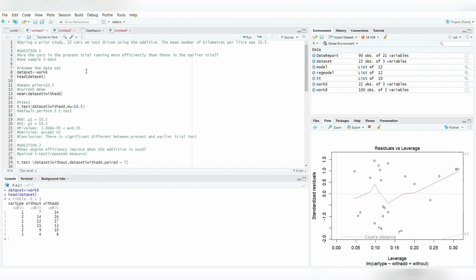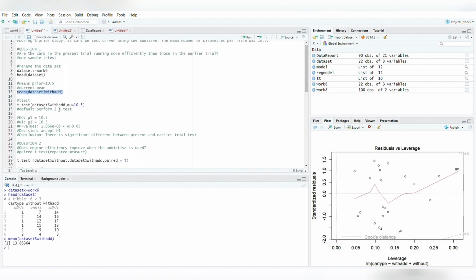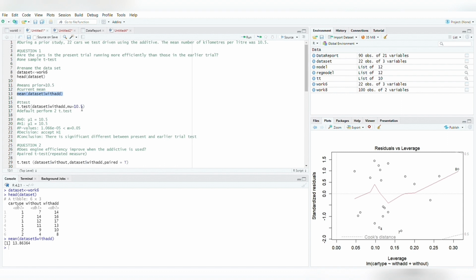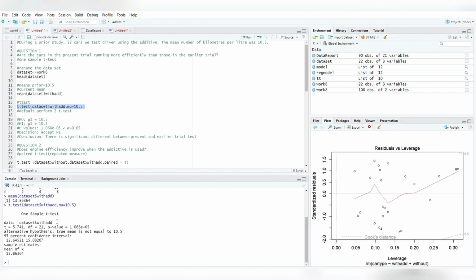Next, it was given that the prior mean was 10.5. To calculate the current mean, this is the code. When I run it, it shows the result 13.86364. To test the one sample t-test, this is the code, and when I run the code, it will show you the p-value and also the mean of x.